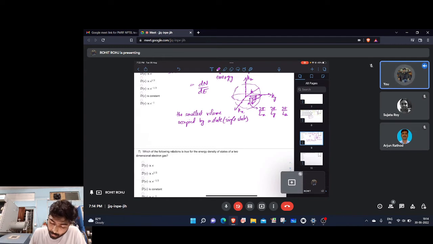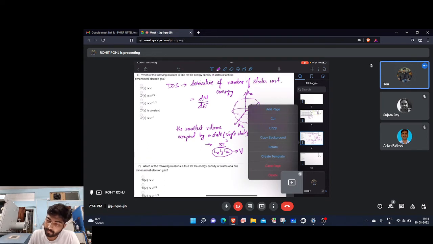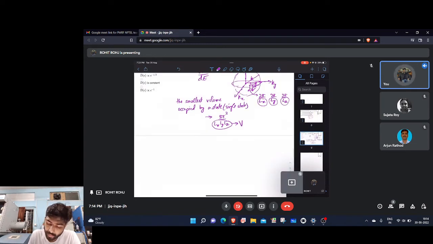So the smallest volume occupied, since we have a cube, is 8 pi cube divided by Lx, Ly and Lz. Lx, Ly and Lz are the dimensions of the specimen that we have taken. This specimen can be in the size of, say, microns or any other size. The multiplication of Lx, Ly and Lz is the physical volume of the specimen, so I'll denote this by capital V. So the smallest volume occupied by a single state is given by 8 pi cube by V.